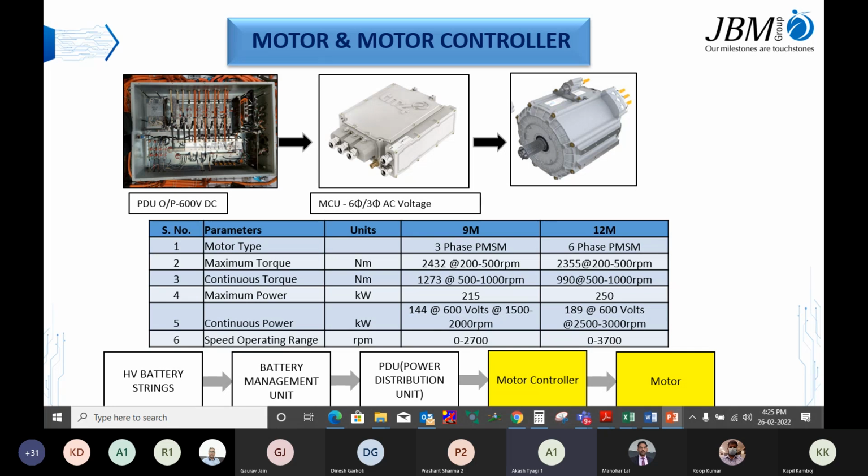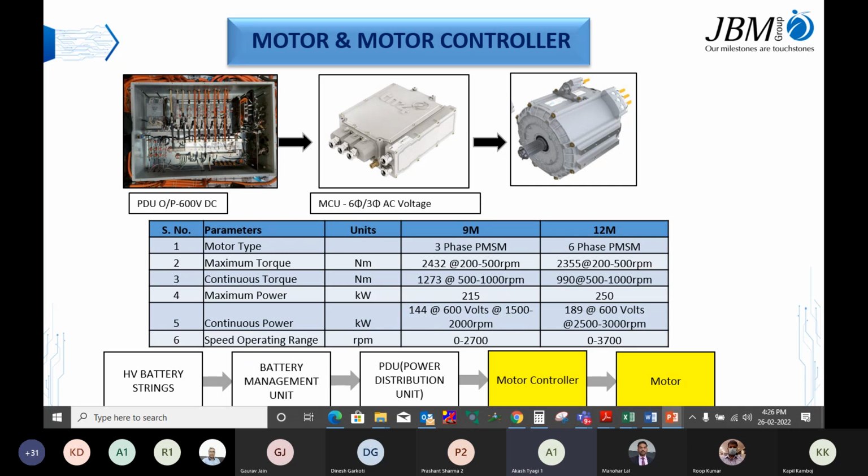The maximum power which 9 meter motor can deliver is 215 kilowatt at 600 volts, and the maximum power of 12 meter vehicles is 250 kilowatt at 600 volts. The continuous power is 144 kilowatt for 9 meter variants at 600 volts. The RPM values are varying, like for example 1500 to 2000 RPM. If we consider the AES 41 reference, we'll see that the RPM value is 1500 RPM. This is defined by the supplier itself.